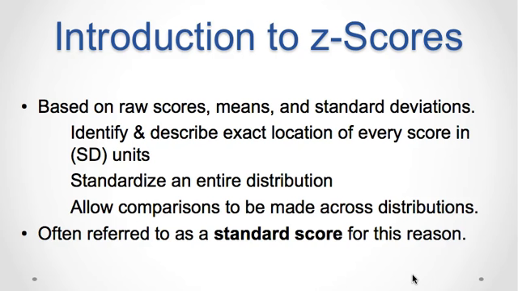There are 3 things that z-scores can do for us. 1. Identify and describe the exact location of every score in the distribution in standard deviation units. 2. Standardize an entire distribution so that we can determine probabilities. And 3. Take different distributions and standardize them, making them equivalent so that we can compare different distributions.